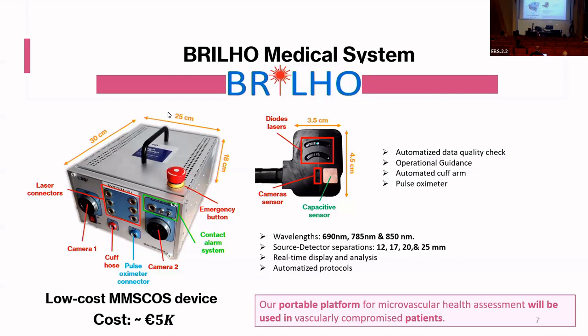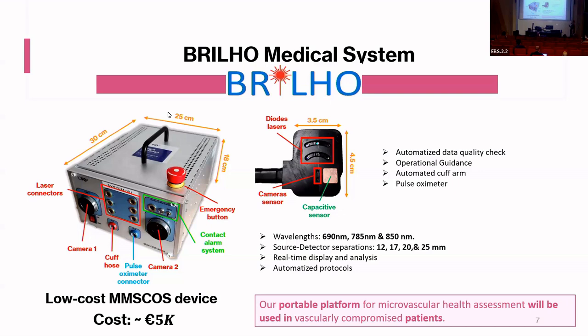So this is the Brigio device developed by Andres, which is essentially, I would call it, a smaller, younger sibling of the VASCOID device. It's composed of 2 detectors, 2 CMOS cameras, and 6 lasers at 3 different wavelengths, 2 lasers each wavelength, which give us a total of 4 different source detector separations. The device itself has all the other parameters incorporated inside, such as the arm cuff, the pulse oximeter, all the emergency buttons, etc. And as mentioned, its intended use is in the ICU.